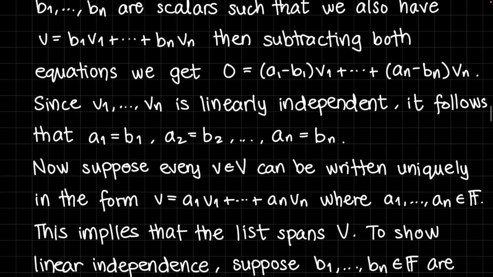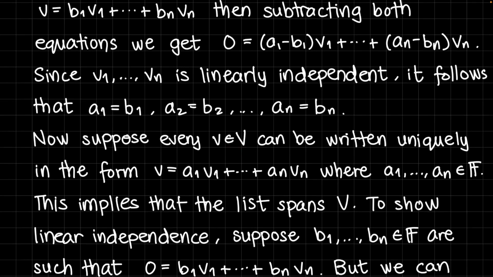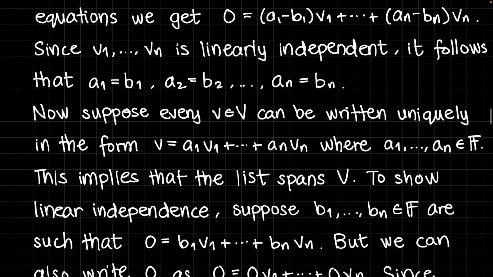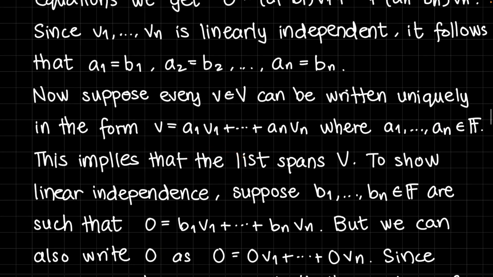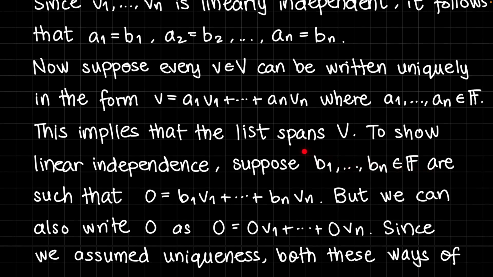That's one direction done. Now let's suppose that every vector of the vector space can be written uniquely in the form v equals a1 v1 plus dot dot dot an vn, where a1 through an are scalars. This implies that the list spans V, because we've just written every vector of the vector space as a linear combination of the list of size n, v1 through vn. Okay, so we're done with spanning.